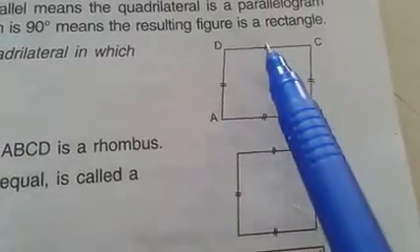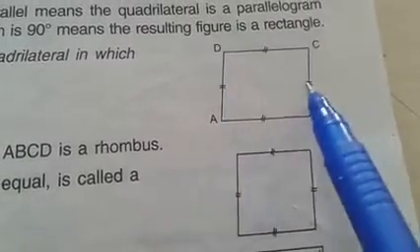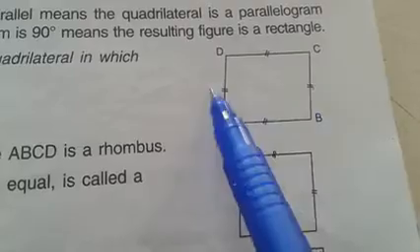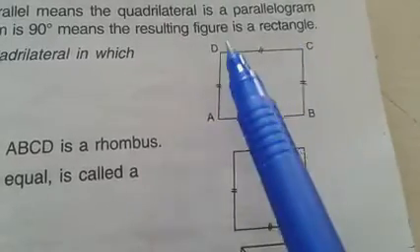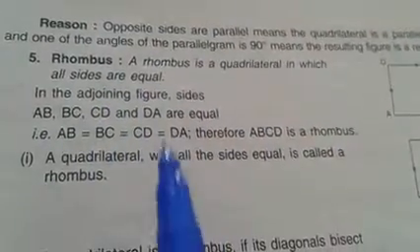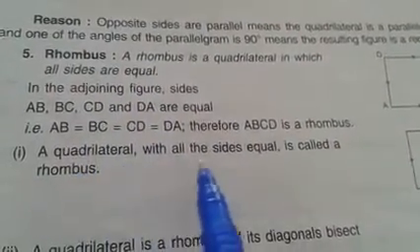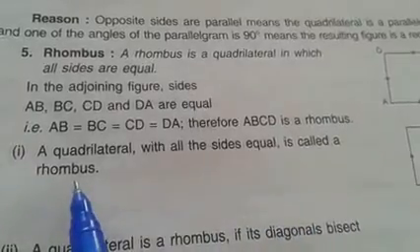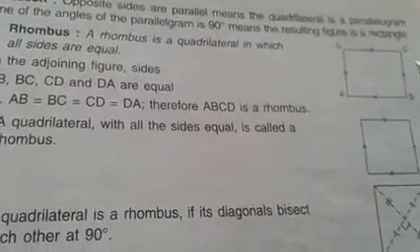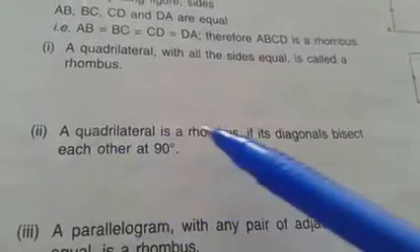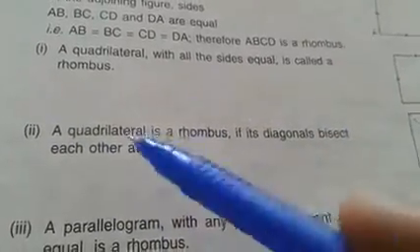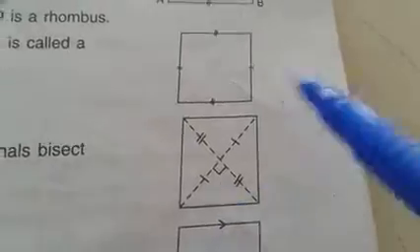So you can see here, what does it mean? The same kind of sign shows that all these sides are equal. AB is equal to BC is equal to CD is equal to DA. Okay. So a quadrilateral with all sides equal is called a rhombus. Means here all the sides are equal, so it's called a rhombus. Second point, a quadrilateral is a rhombus if its diagonals bisect each other at 90 degrees.